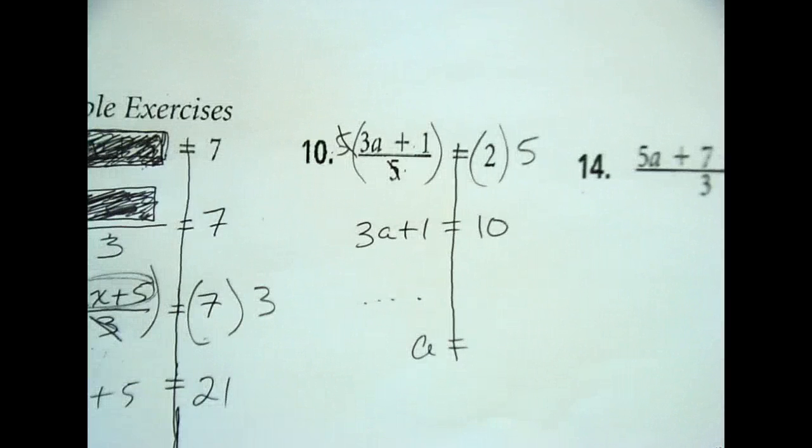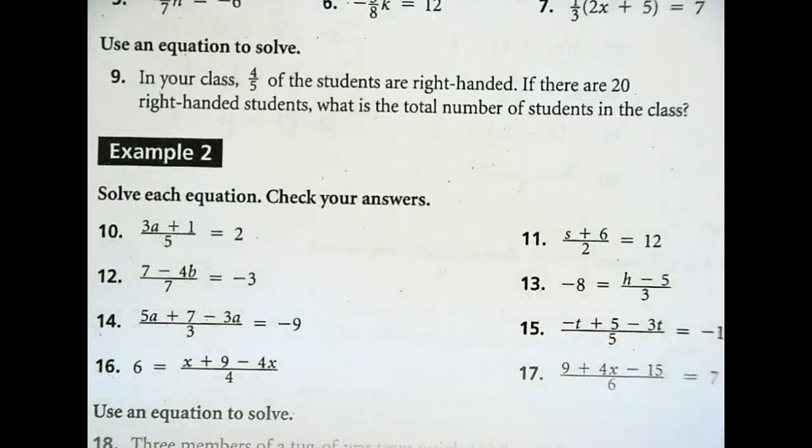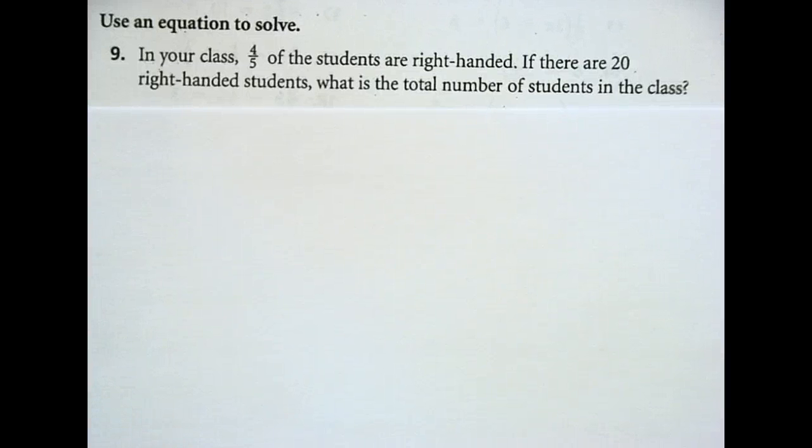I'm going to give you about 5 minutes to work on a little more. We just did problems like those on example 2 if you want, but 5 minutes, and then we're going to go on. Some of you want to see the story problem, so let's go through that. Number 9, in your class, 4/5 of the students are right-handed. If there are 20 right-handed students, what is the total number of students in the class?